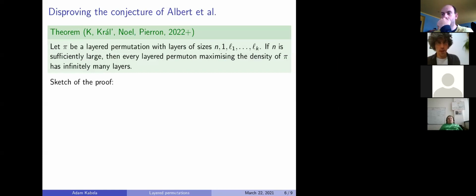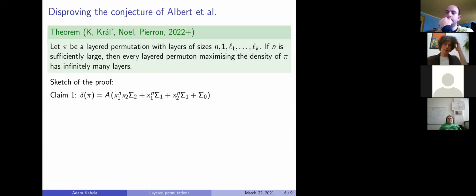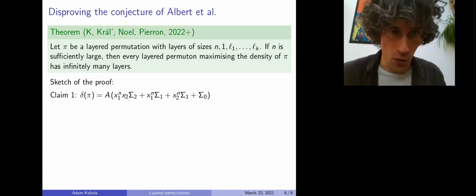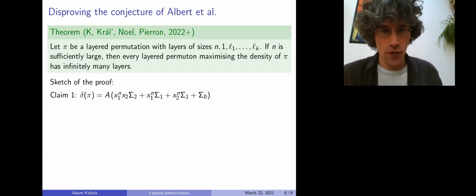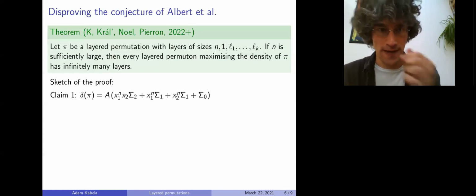So this permuton maximizes the density of the pattern, and here's the first step of the proof. It gets a little technical, but the proof is relatively short, and I hope to be able to walk you through the entire proof, show a pretty detailed overview of how it's done. So here's the first step. It's just a funny way of writing the packing density of the pattern.